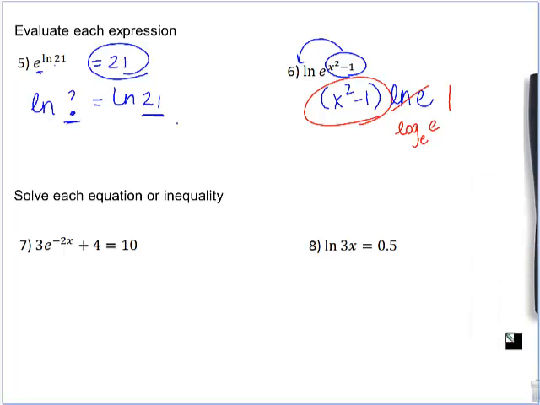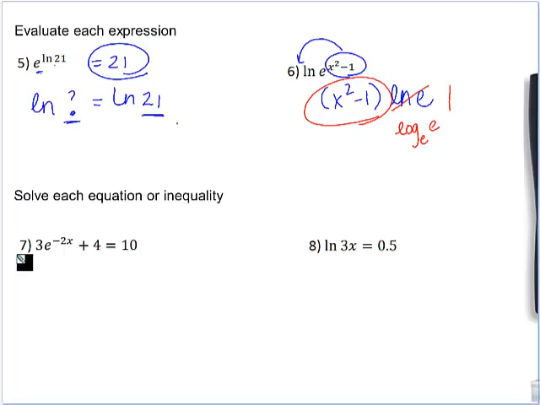All right, so now we are going to solve. So to solve, our goal is going to be to get our e to the x alone or our ln alone first. Okay? So if we start off with the e to some sort of power, we want to get that alone. If we start off with a natural log, we want to get that alone.